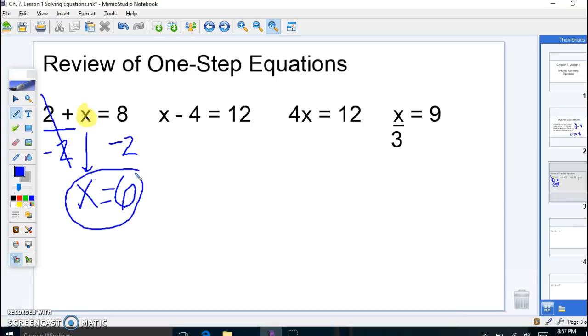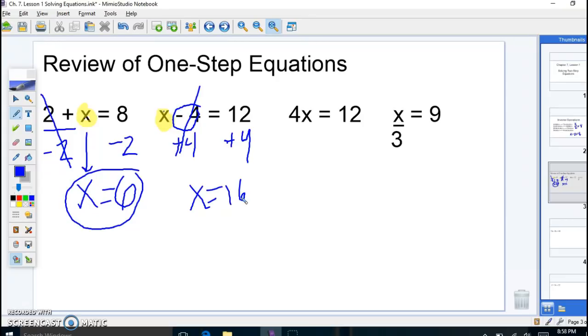In my second problem, I have a subtraction problem. So again, identify your variable x. What is on the same side as the x? Minus 4. The inverse of minus 4 is to add 4. But what you do to one side of the equation, you must do to the other. So we're going to add 4 to both sides. That cancels, and x equals 16.